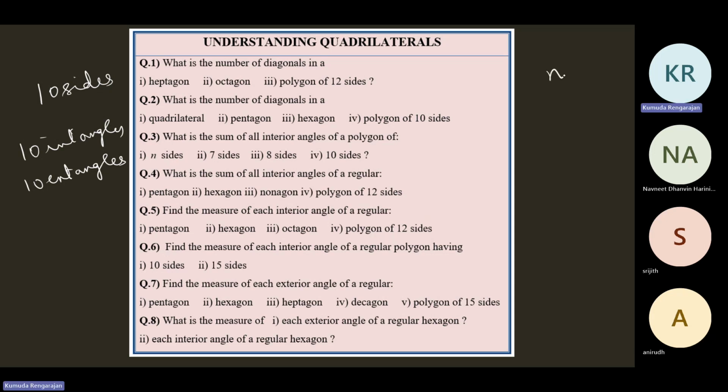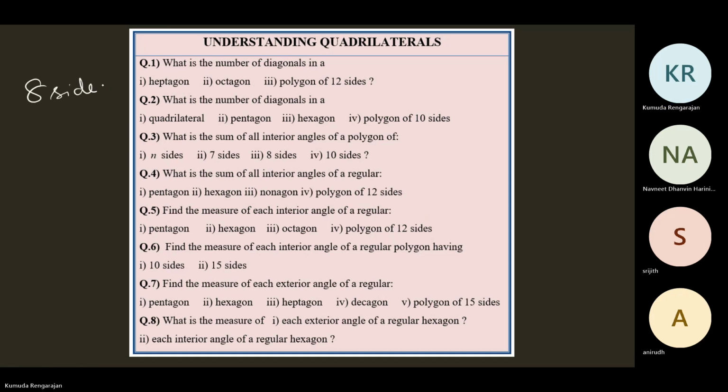A polygon with n sides has n interior angles, n exterior angles. A polygon with 8 sides will have 8 interior angles, 8 exterior angles. Every interior angle will have a corresponding exterior angle. And remember that interior angle plus exterior angle is equal to 180 degrees.